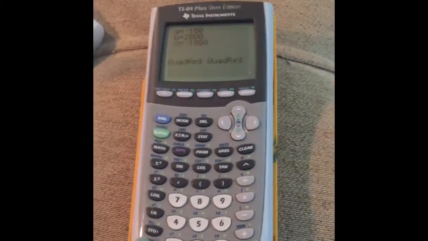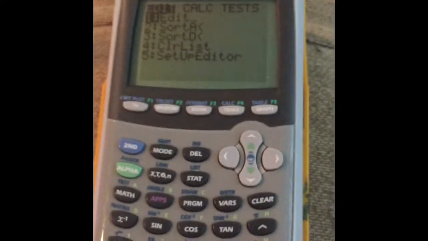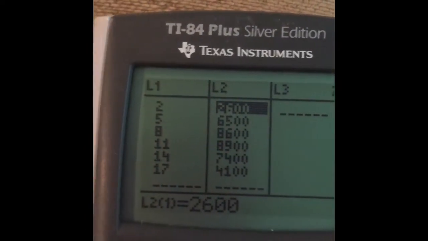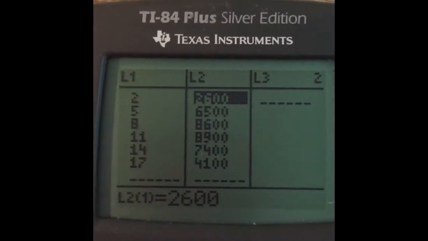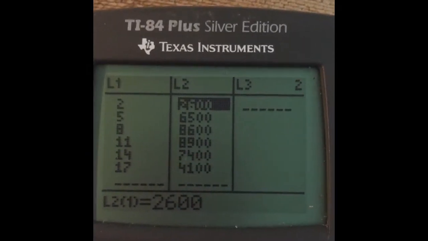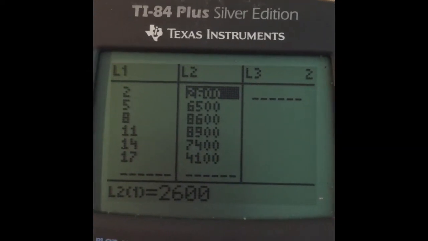So the first step is you're going to want to press stat, and then you're going to press enter, and then after that you're going to get 2 columns. You're going to have L1 and L2, so you're going to plug in the data to L1, so all the data that we have: 2, 5, 8, 11, 14, and 17, and then for column 2 you're going to plug in all of those numbers. So you're given those numbers, so you're going to just plug those in.